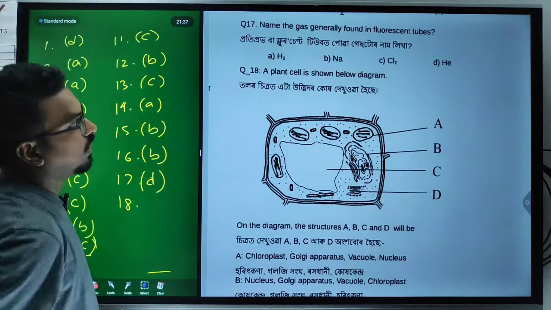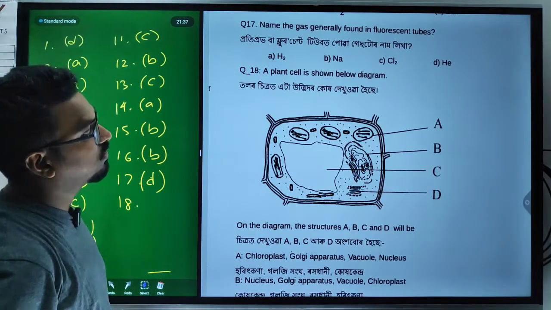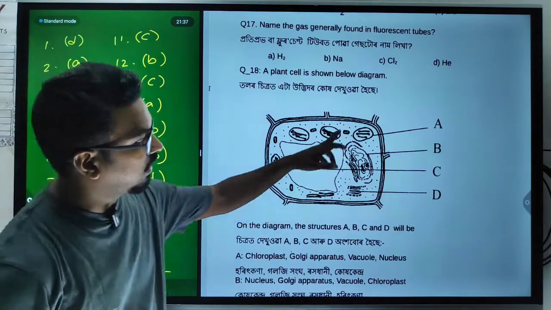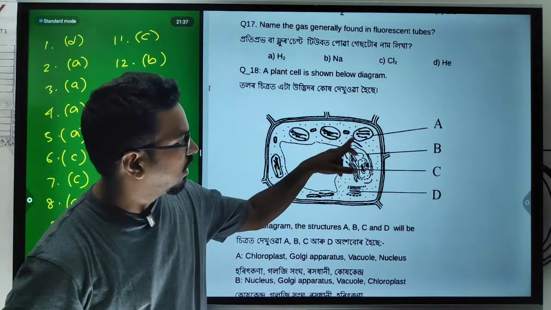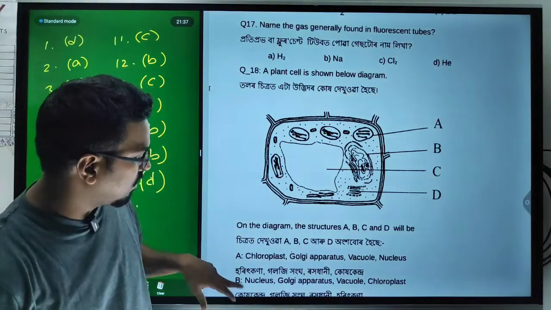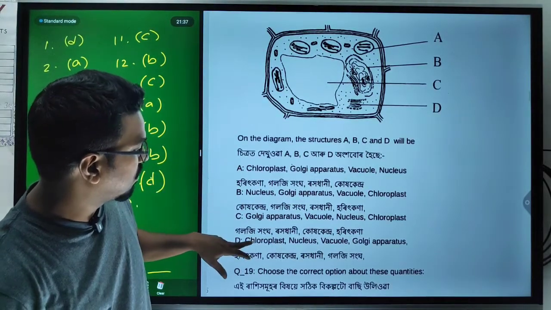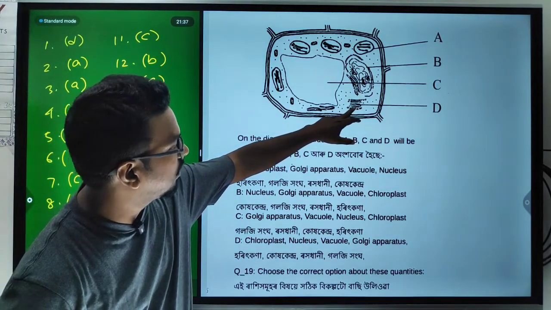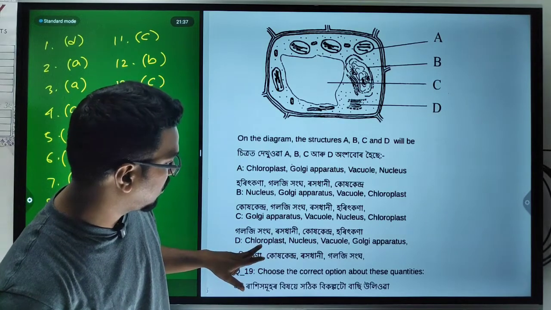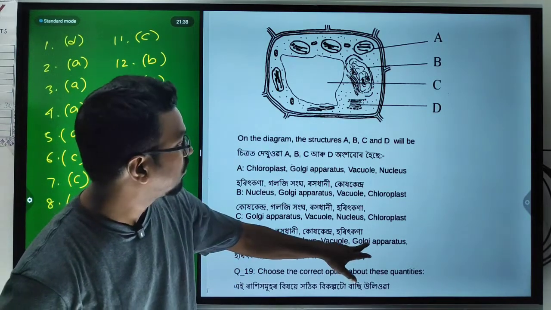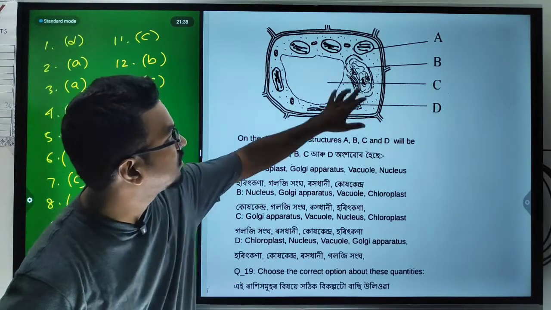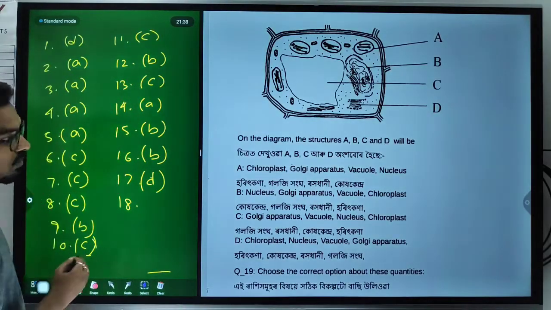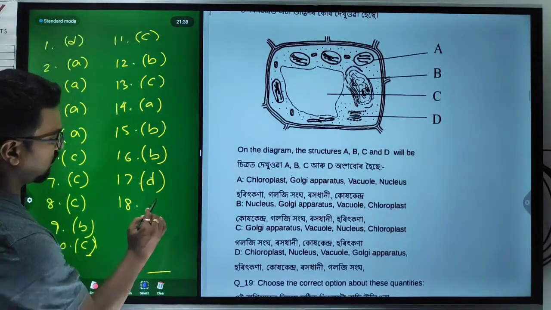Question number 18. A plant cell is shown in the diagram below. What is A, B, C or D? A is chloroplast. Yes, chloroplast. D is Golgi apparatus. Second is nucleus, and this is vacuoles. So the answer will be option D. Question number 18, option D.